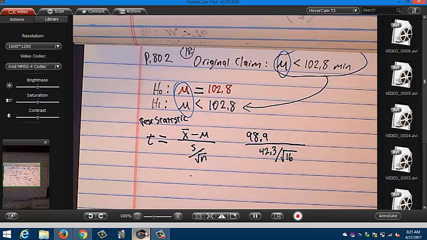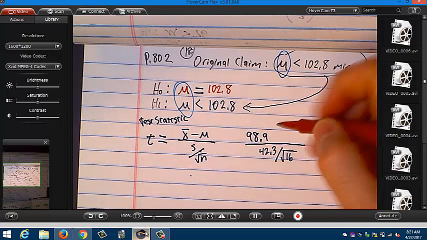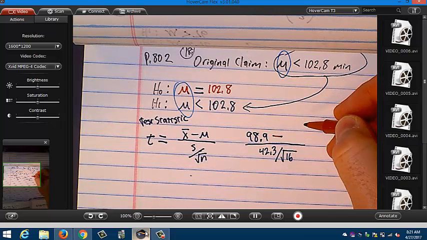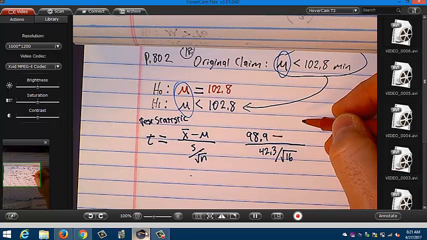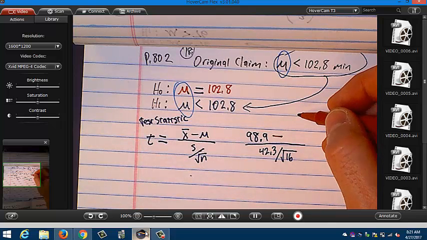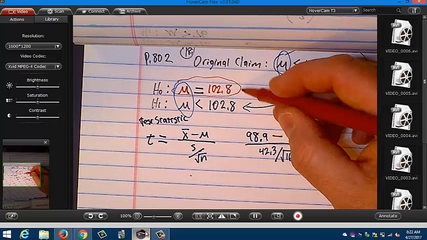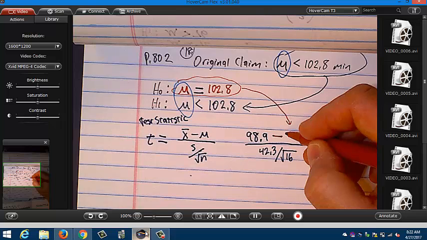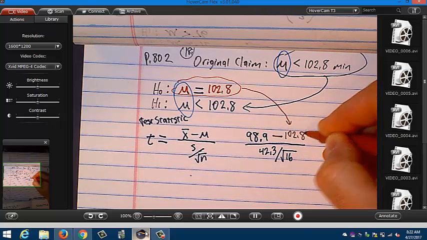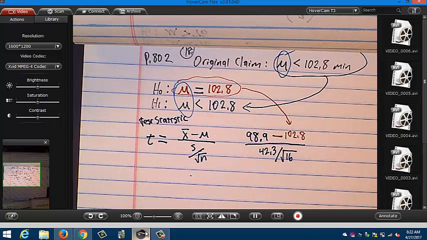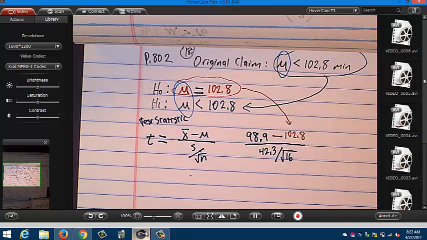What I didn't write yet is what you're supposed to do here. Minus what? Yes. So I want to make sure everyone understood that. The formula says minus mu. Remember that we're hypothesizing that mu is 102.8. That's my hypothesis. I'm trying to test, is that true or not? Right. I'm saying maybe the mean's less than 102.8.